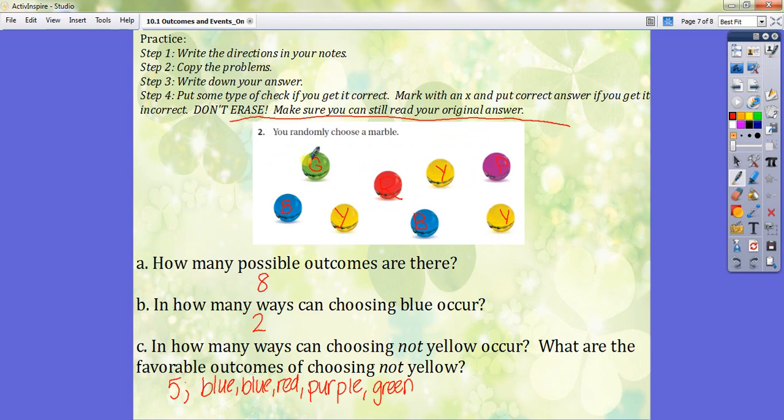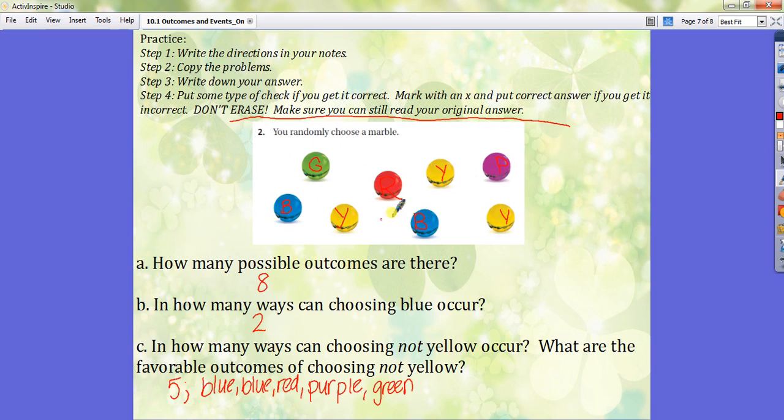And so you did this one, and I had you copy this down, and I said, well, just put the first letter in the marble for your notes. But how many possible outcomes are there in this experiment of randomly choosing a marble? There are 8. How many ways can choosing blue occur? 2, because there are 2 blue marbles.